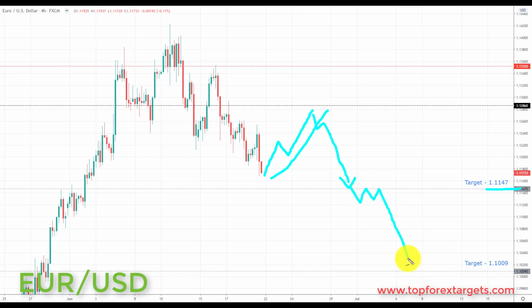And if we can get a break through here, we're going to be looking down towards the next key of support to the downside and target 2 at the 1.1009.